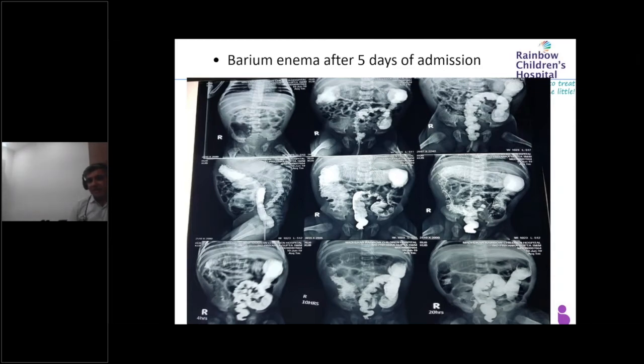So there was a cutoff sign present, and a diagnosis of Hirschsprung's disease was made. The baby was taken up for surgery. So this baby presented at 1.5 months of age with enterocolitis. Up to 10% of Hirschsprung's cases can present as enterocolitis in the first few months of life.